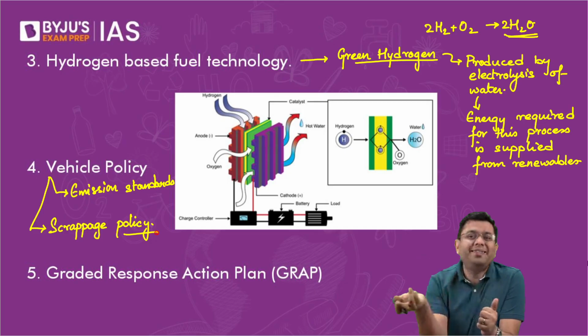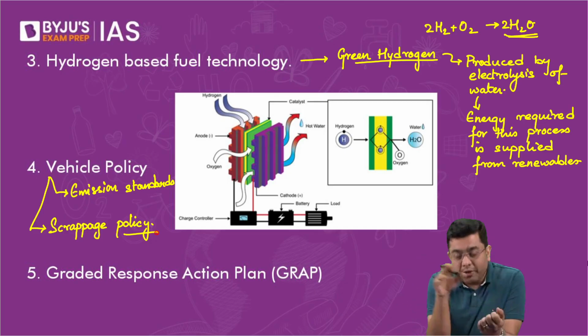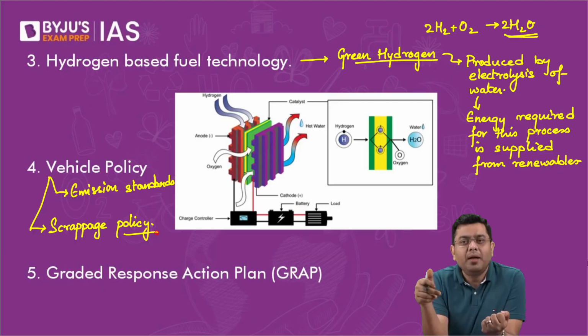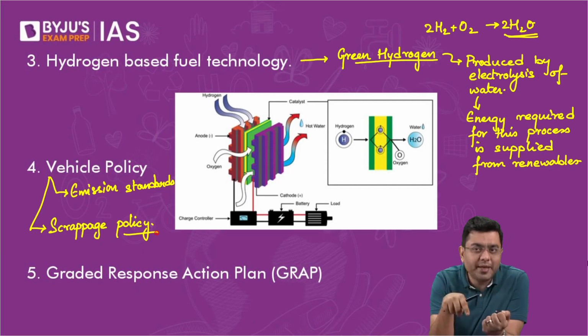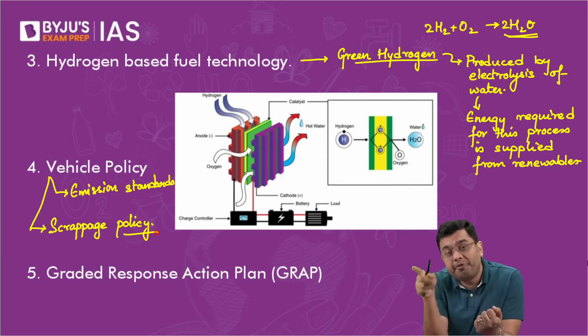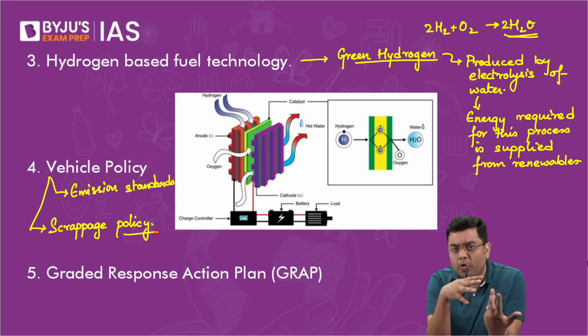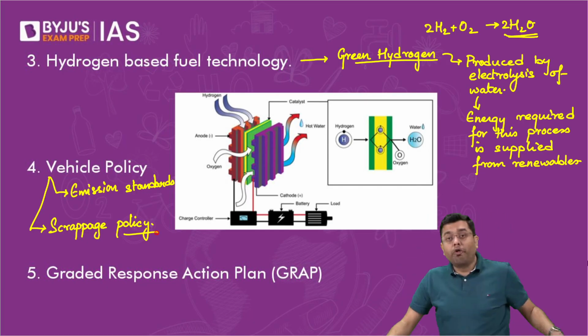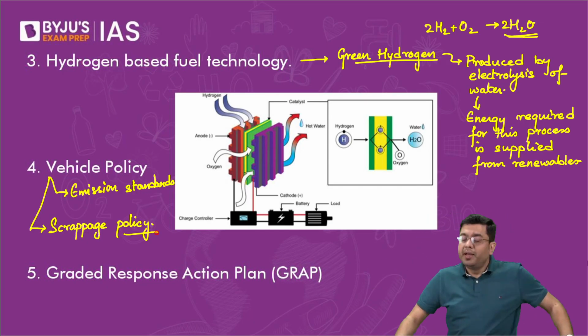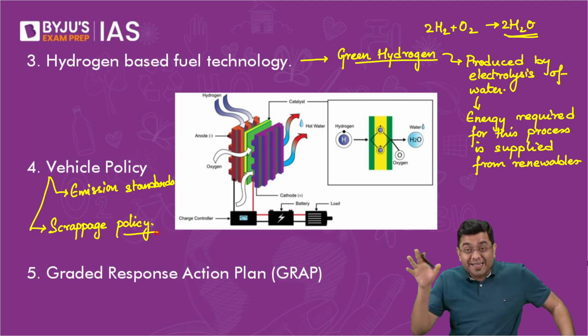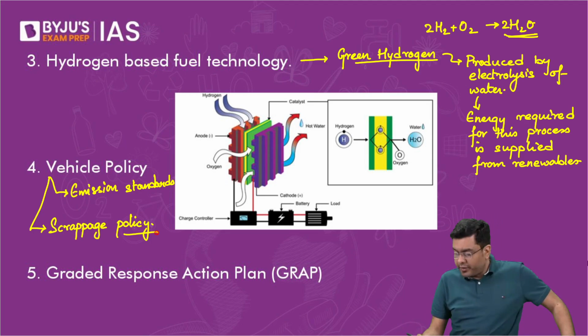And when you are recycling, let's suppose steel, the carbon emissions cost is much lesser as compared to manufacturing new steel. So it is eco-friendly as well. And in the process, when people discard the older vehicles, they will buy newer vehicles. So the automobile sector will also grow. So the scrappage policy has got multiple benefits. It just needs to be implemented on the ground.